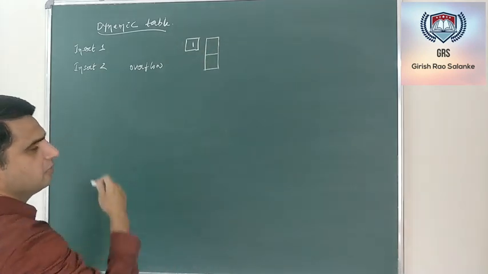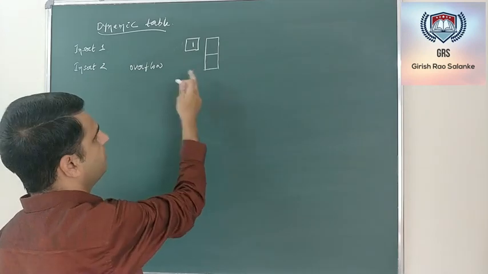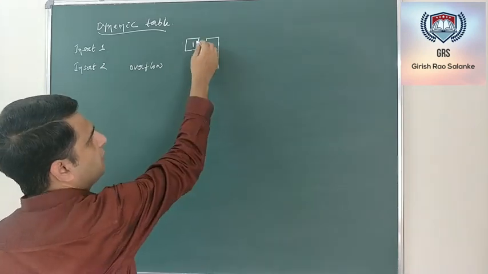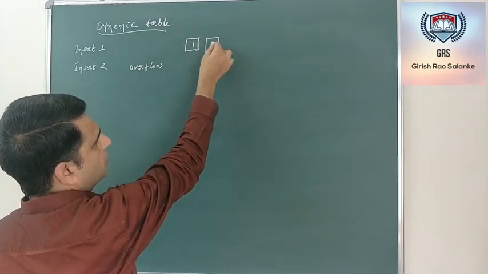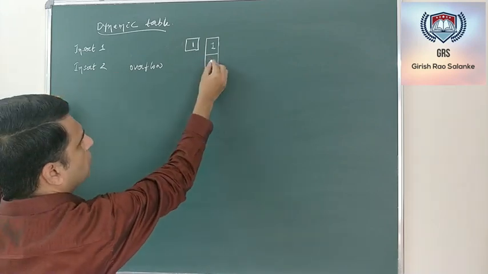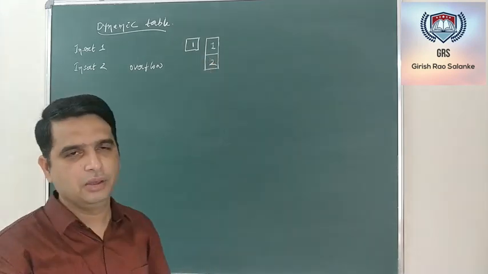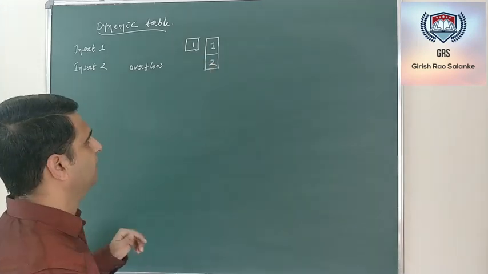To accommodate space for 1, once I double the size of my hash table, what will I do? In the first slot, I will copy 1, and I will put this 2 onto the new slot. Now, this was after inserting 2.